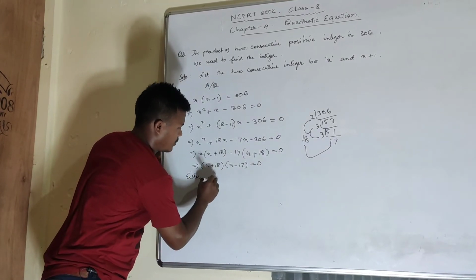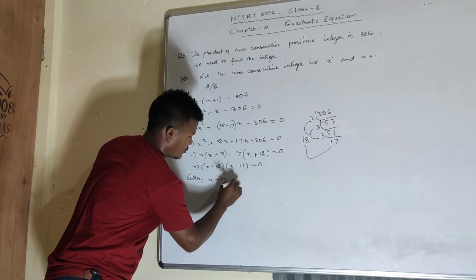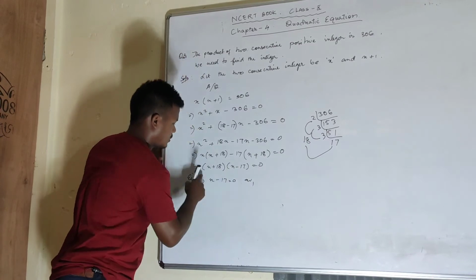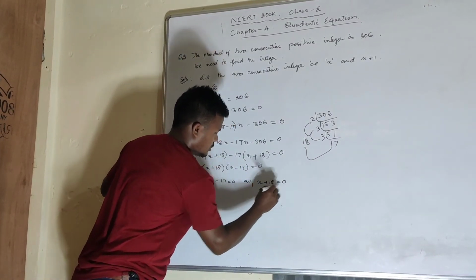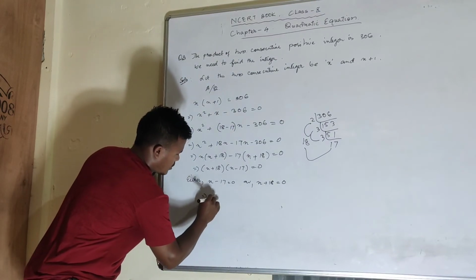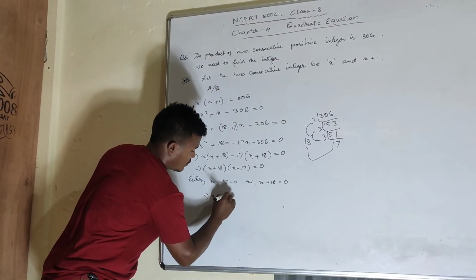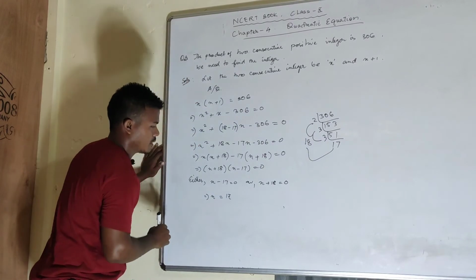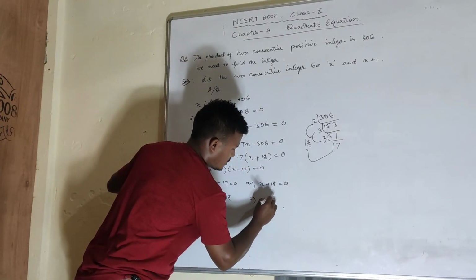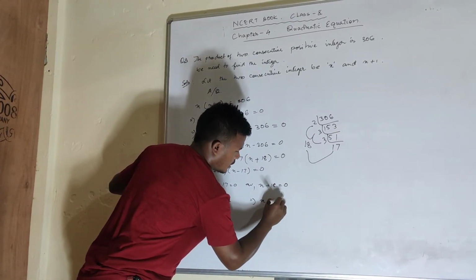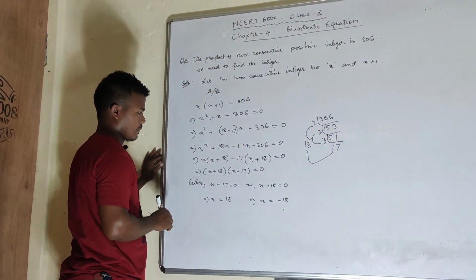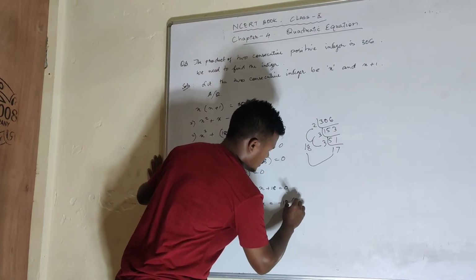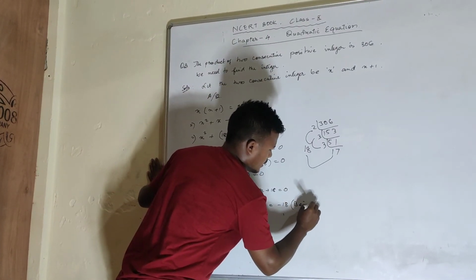So you will write x minus 17 equal to 0, or another one, x plus 18 equal to 0. Then x is equal to this minus 17, if you transfer to the right, it will be plus 17. Then x is equal to minus 18. So this is negligible.